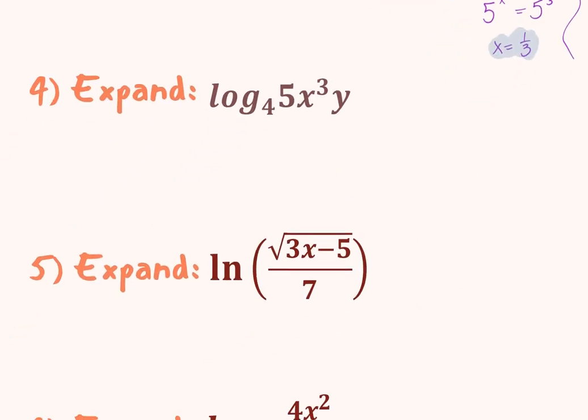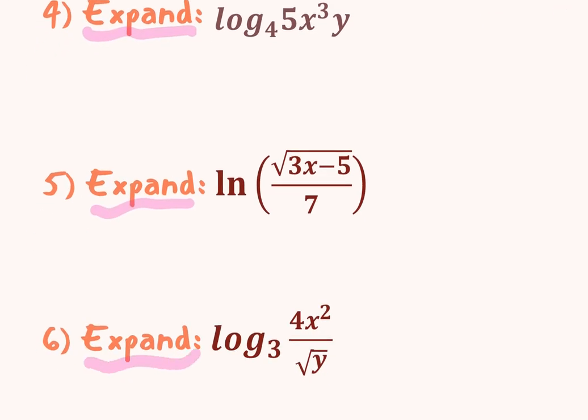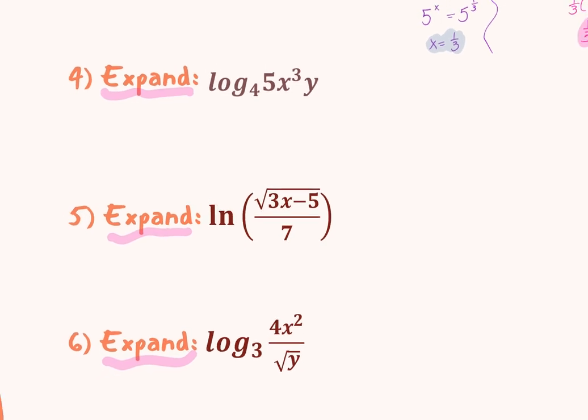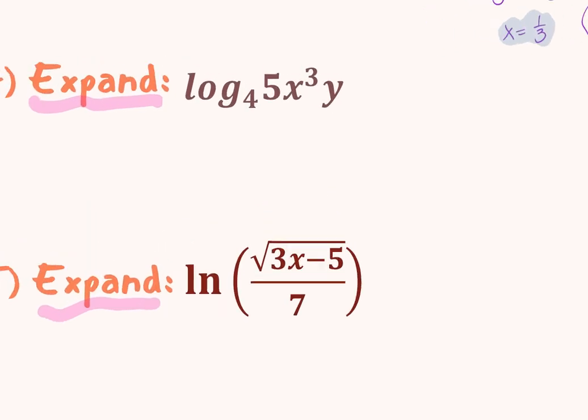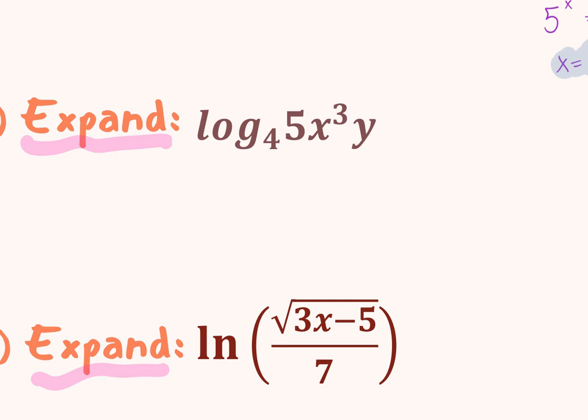All right, now we get into the actual instructions that say expand, which means I'm going to break these apart. Each of these only has one log, because sometimes it's going to say expand or condense, and you've got to know what it means. If there's one log, I'm going to expand it out to multiple logs. If my expression had multiple logs, I'd be condensing it down to one, okay? So expand means I'm going to separate this out. This is a product, right? That's 5 times x to the 3rd times y.